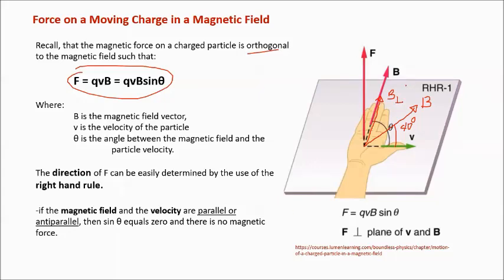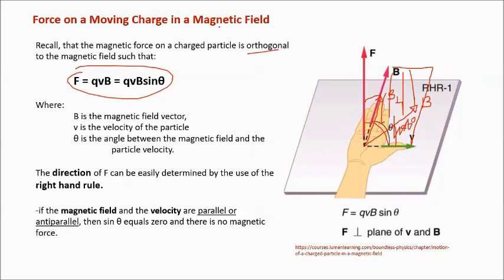So using right hand rule, F is perpendicular to the VB plane. So if this is our VB plane, kung ito ang VB plane, ito, 90 degrees ang F from B and 90 degrees ang F from V.